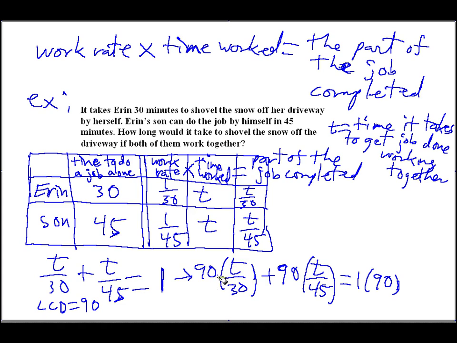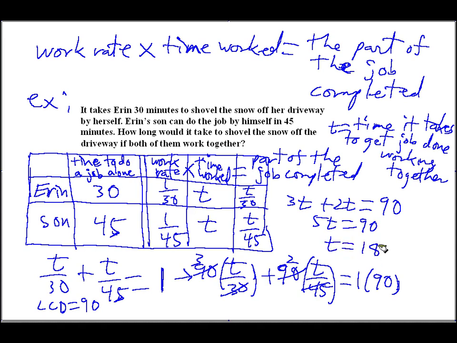I'm running out of space here, but I'll do the best I can to fit it in. So 30 into 90, how many times? 3 times. So I'll give you 3t. And 45 into 90, twice. That gives me 2t. Can we see that? And that's equal to 1 times 90, which is 90. Not too bad. 3t plus 2t is 5t equal to 90. Dividing both sides by 5, what's t going to be? Well, 18.